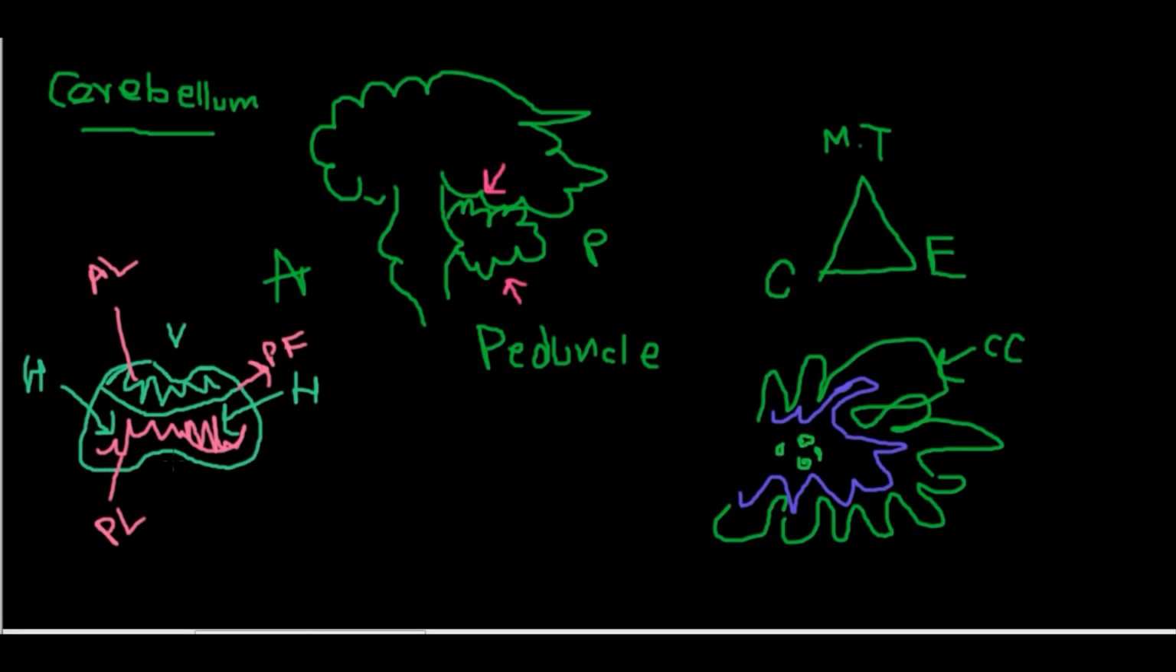This line over here, known as the horizontal fissure, is simply the part which is separating the superior surface of the cerebellum from the inferior surface. It has no clinical or functional significance otherwise. So now that we've seen the superior view, let's look at an inferior view of the cerebellum.